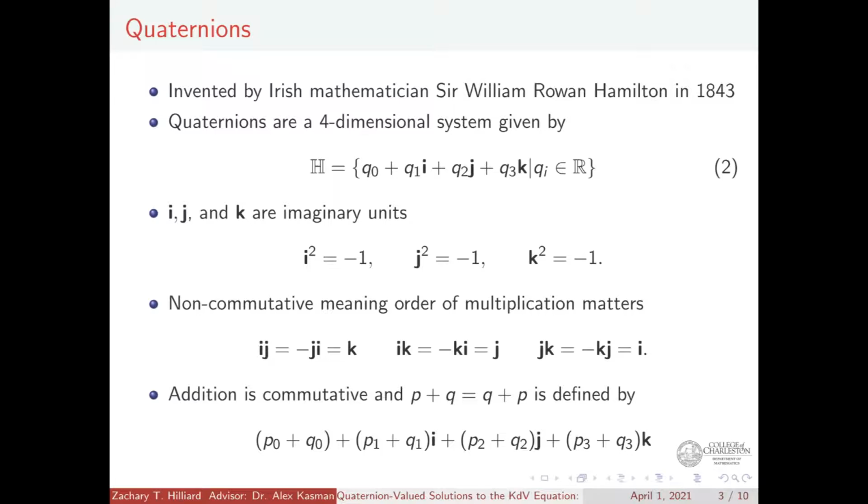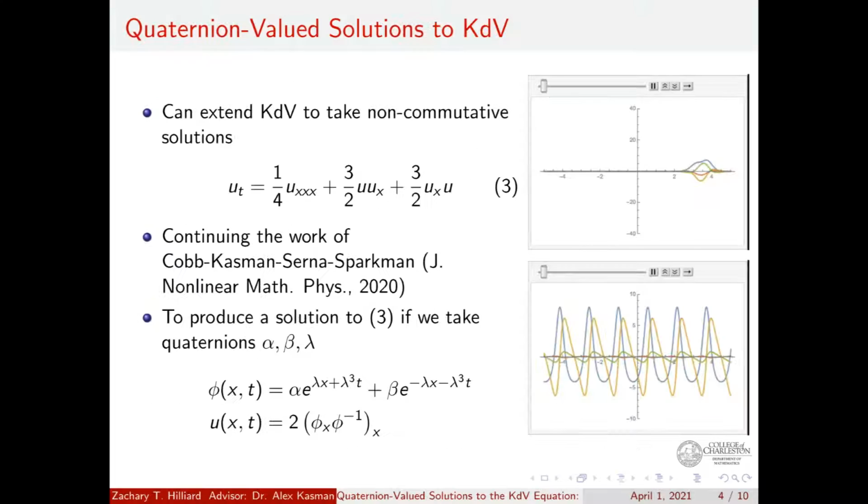Now, addition is commutative in the quaternions, so that's no big deal. It works exactly the same as we would if we were adding component-wise. So we're adding the real parts, the i parts, the j parts, and the k parts.